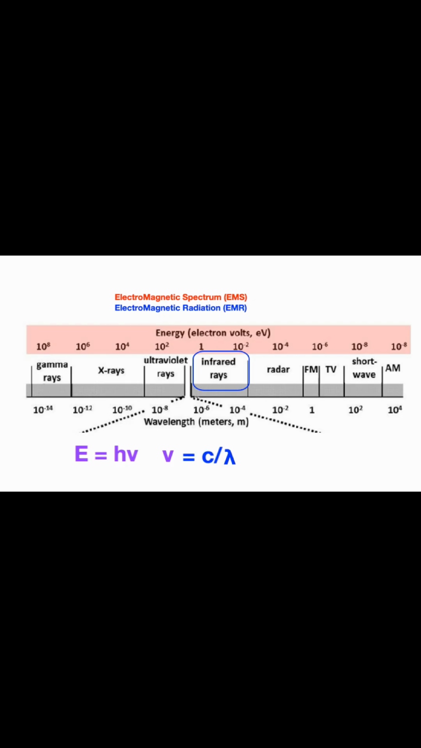The energy of any electromagnetic radiation is given by E equals h nu, where E is the energy of the radiation, h is Planck's constant, and nu is the frequency of the radiation. The frequency of the radiation, nu, equals c, which is the speed of light, divided by the wavelength of the radiation. Putting all of these together, the energy of the radiation equals hc over lambda, where lambda is the wavelength.